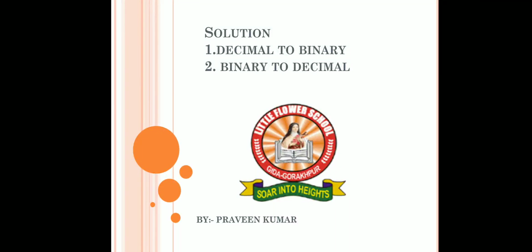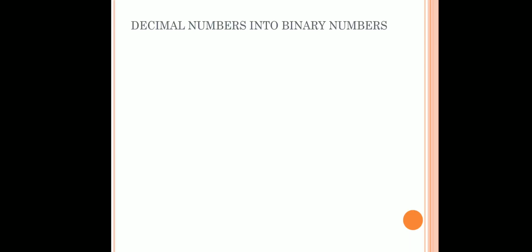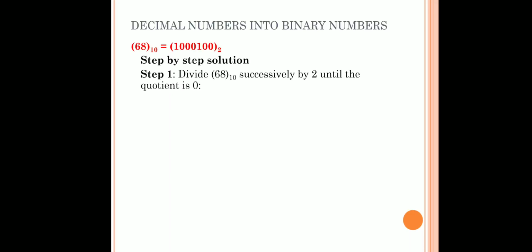Good morning, students. Today's class is based on decimal to binary and binary to decimal solutions, the questions which we have already discussed. Now, in decimal number to binary number system, the first question given in your book is 68, and the binary equivalent is this. How will we solve it? We have to divide 68 by 2 repeatedly until the quotient is 0.